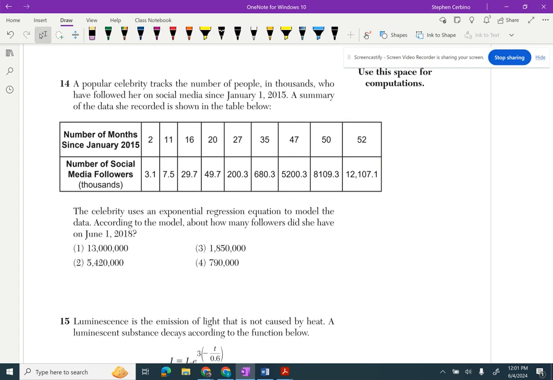Okay, number 14 tells us that we have an exponential regression equation that we're trying to model, and then we want to know how many followers this person has on social media on a certain date. So the first thing we have to do is create a regression model for this. To do that, we're going to say y1 is approximately your a times your b to the x1. That's what we're going to type into the calculator in Desmos, but we first have to put in this table.